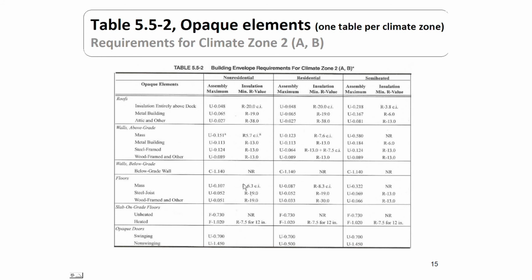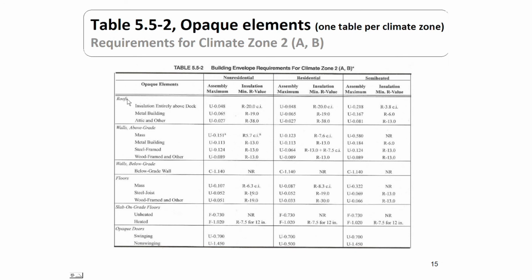Let's look at details of these tables. I mentioned earlier these are all in table 5.5. So each table will say 5.5, and then it'll have a dash and then a number, and that number is the climate zone. So this is the table of requirements for climate zone number 2. And this is only the opaque elements.